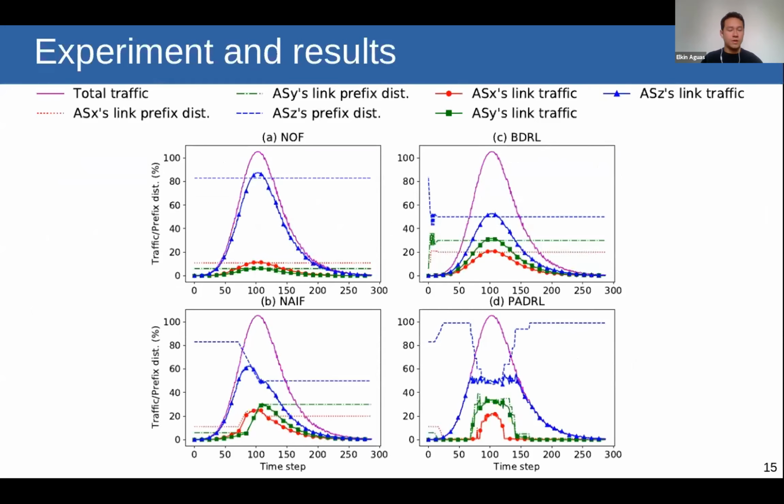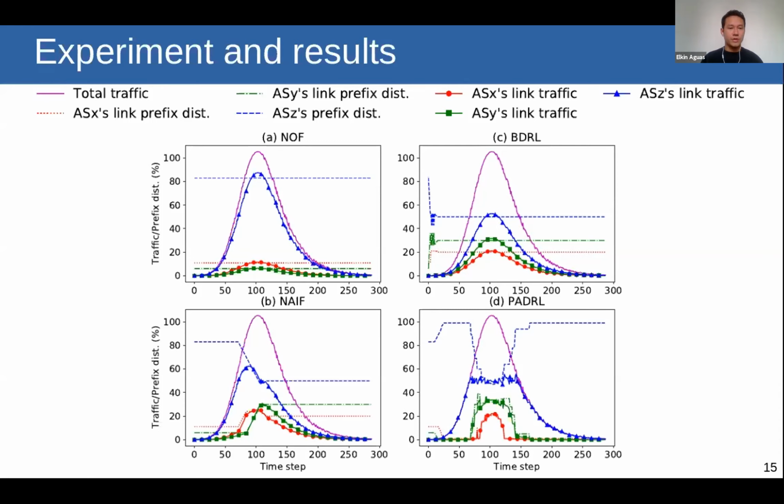Now, zooming in again into each one of the algorithms, we can see how they behave in a period of 1 day. This is the same day for all the algorithms. First, we have the NOF algorithm. We're going to analyze the blue line here, the blue traffic and the blue prefix distribution, which is the traffic and the prefix distribution for the link with the autonomous system Z.